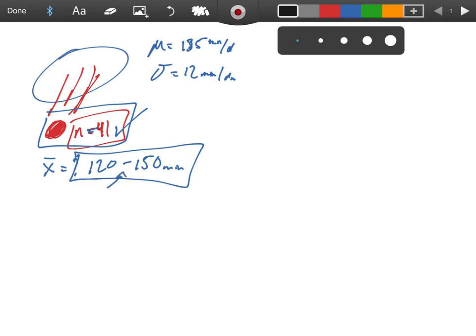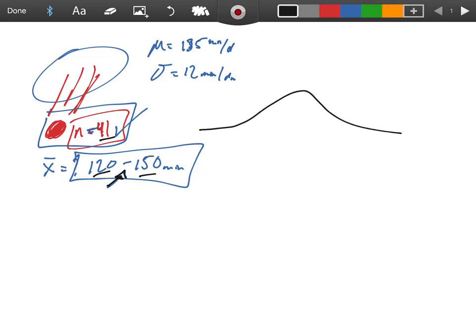And again, this is all assuming that when we take random samples, we're never going to get the exact average of the population. Hopefully we get close. So I want to know how many sample averages, if I'm taking a sample size of 41, are between 120 and 150. So let's figure that out.